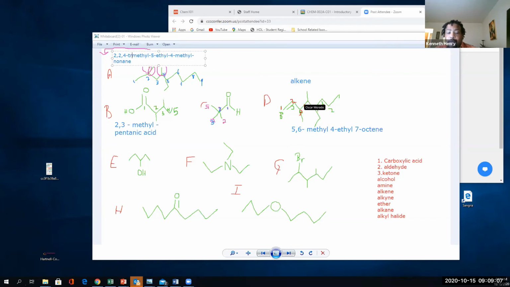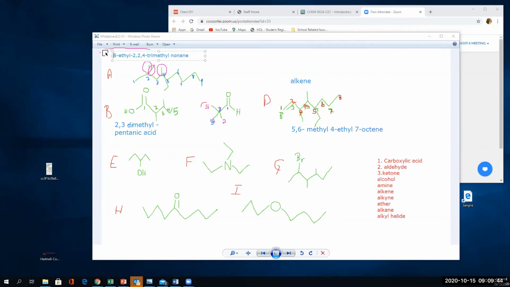So this is where you use those Greek prefixes. So trimethyl. 5-ethyl, 2,2,4-trimethyl. But that was a good attempt though. Guys, do you see the difference? Yeah.